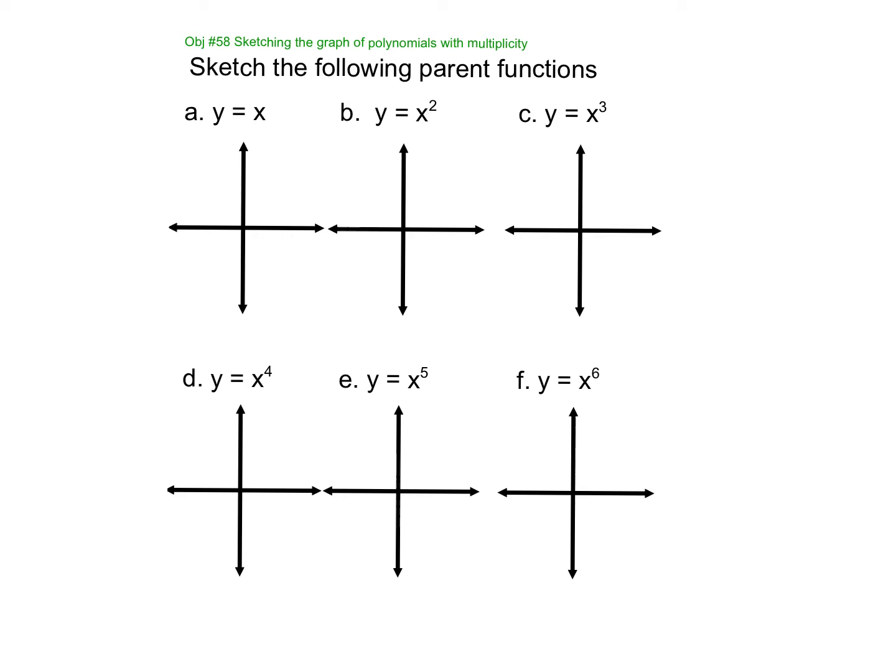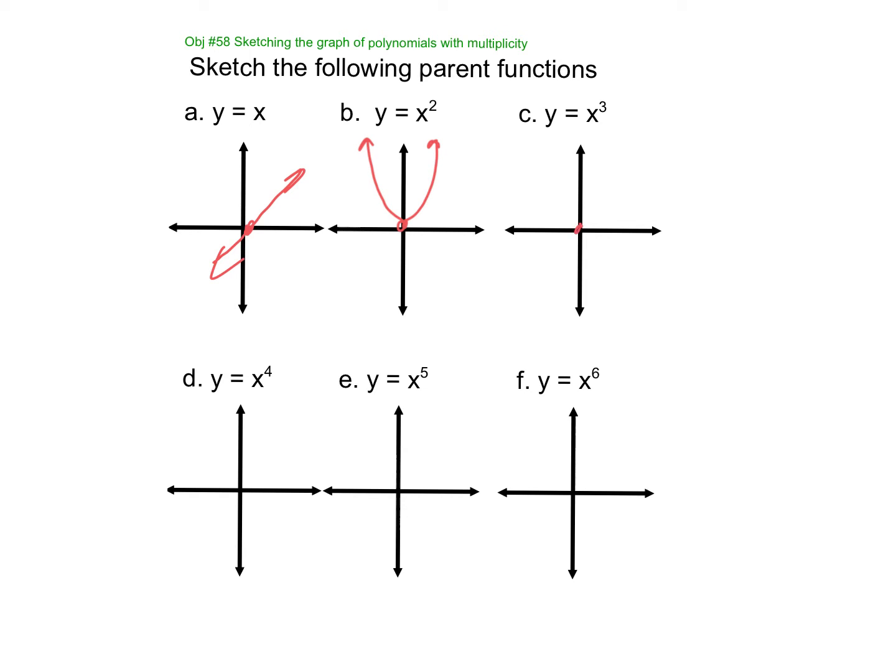All right, so we know how to graph the first 3, so graph those. What does y equals x look like? What does x squared look like? What does x cubed look like? So pause and do those. That's a terrible picture. x is just a line. x squared is just a parabola.